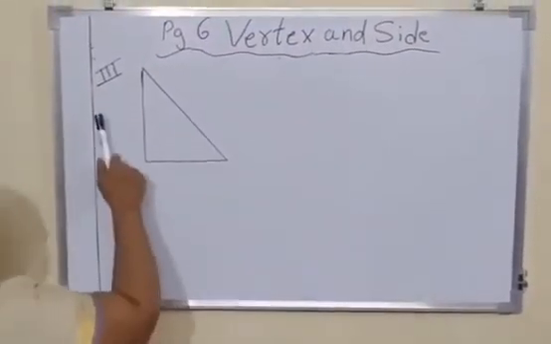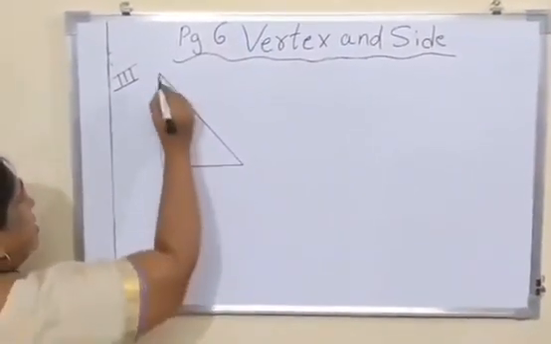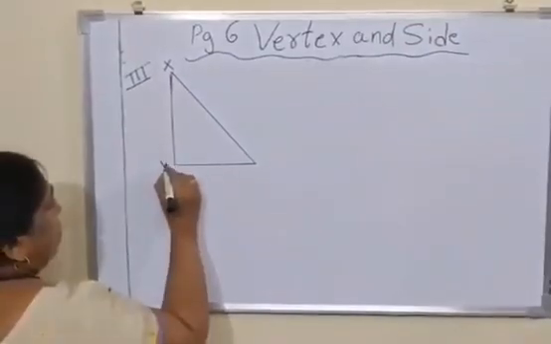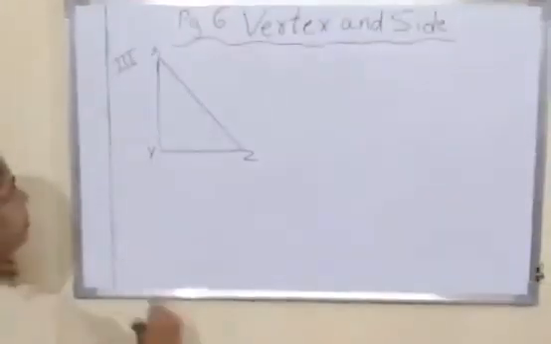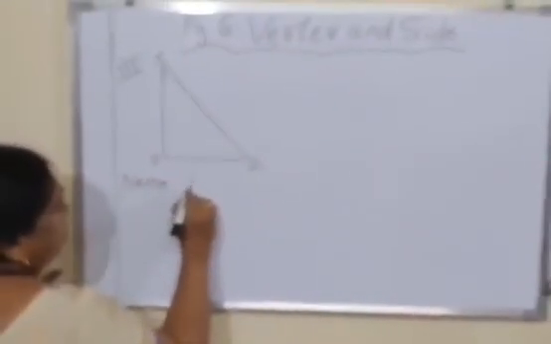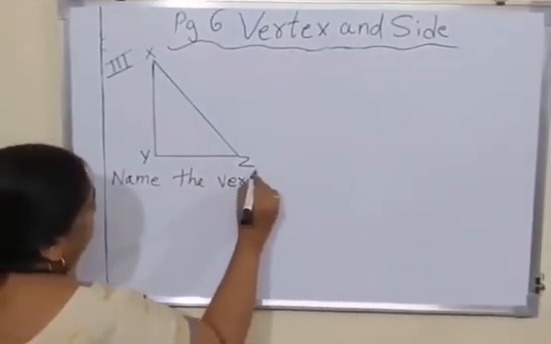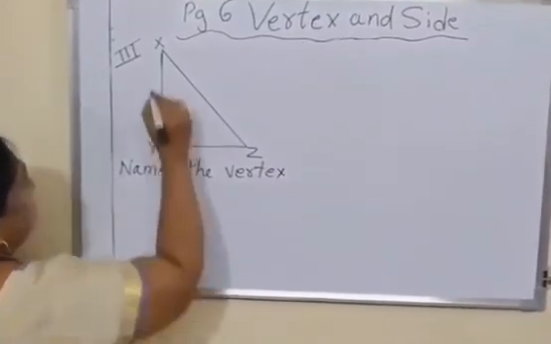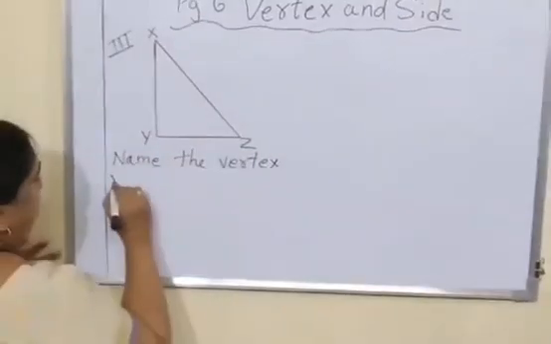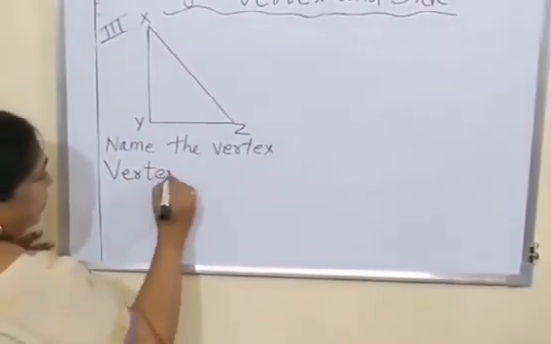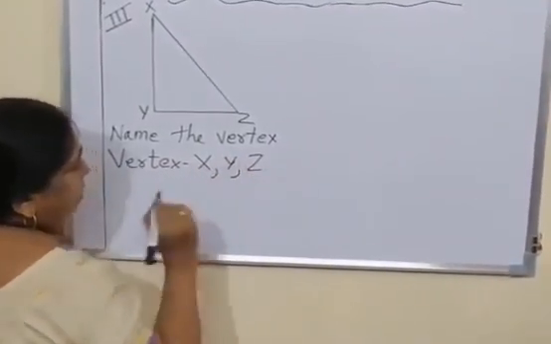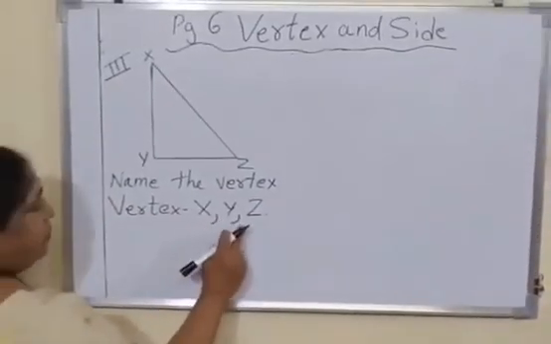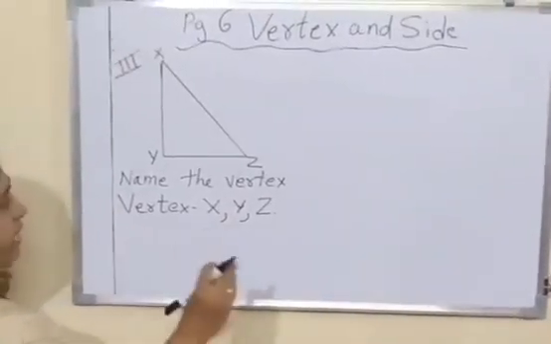Now let's see the third figure. Here you have a triangle. Let us name it as X, Y, Z. Okay. Now here again we have to name this triangle. First question is name the vertex of this figure. Now which are the vertex? Vertex X, Y, and Z. So we'll write here vertex X, comma, Y, comma, Z. So all of you, if you don't put this comma, keep in mind your answer will be wrong. If you write X, Y, Z, it is wrong.